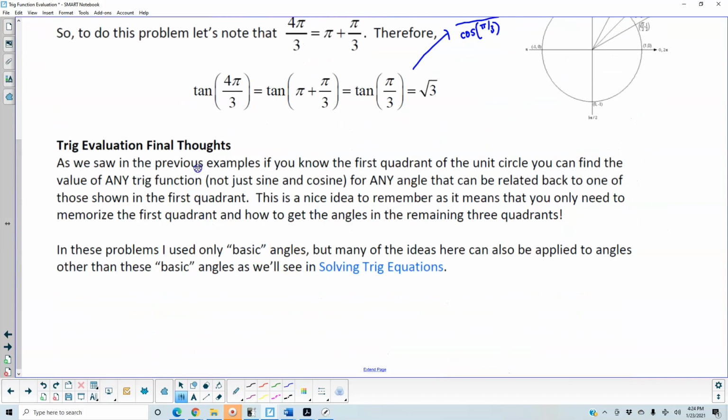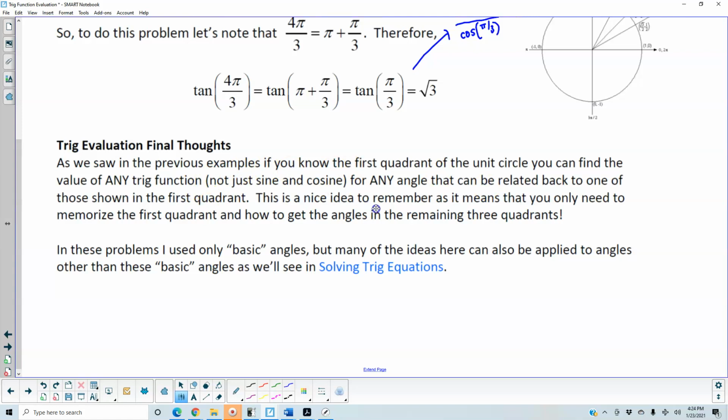So, trig evaluation final thoughts. As we saw in the previous examples, if you know the first quadrant of the unit circle, you can find the value of any trig function, not just sine and cosine, for any angle that can be related back to one of those shown in the first quadrant.